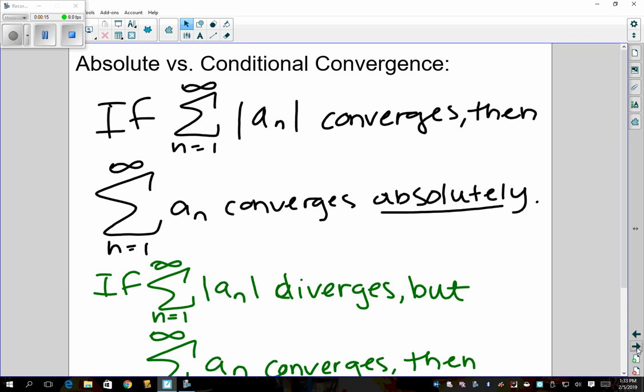First, we need to discuss the difference between absolute and conditional convergence. We know that if the absolute value of a series converges, then we say that the regular series converges absolutely. This has been the case for most of what we've talked about so far. We've just been dealing with a sub n, not necessarily the absolute value of a sub n. So every series that we've proved converges at this point converges absolutely.